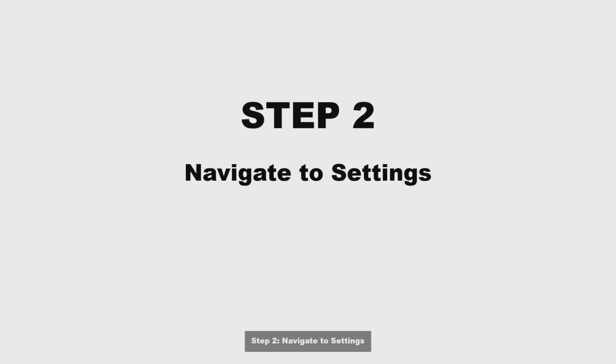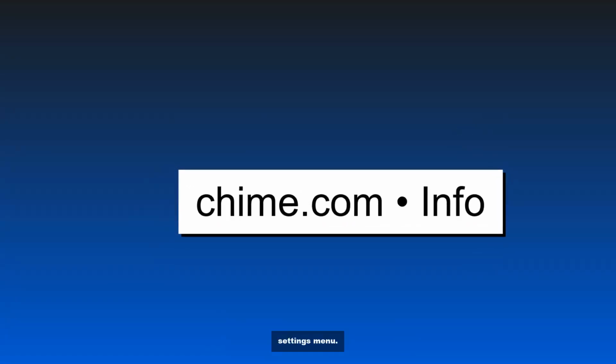Step 2. Navigate to Settings. Once you are in the app, look for the Settings icon, usually represented by a gear or 3 dots. Tap on it to enter the Settings menu.